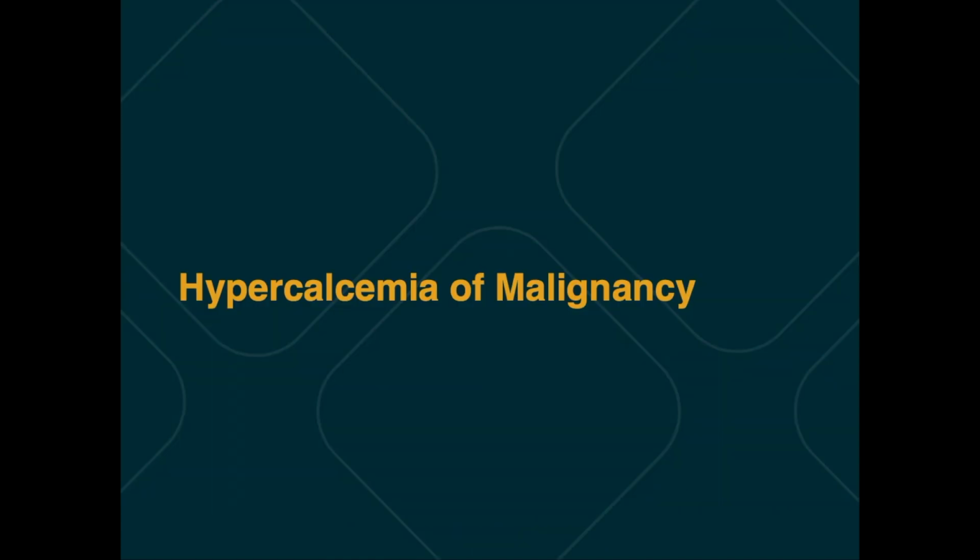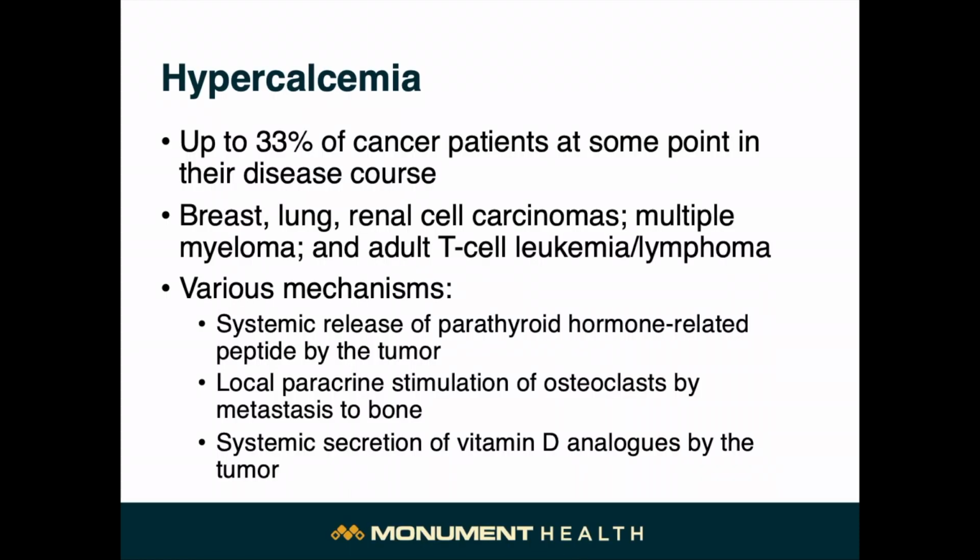Now to transition to our second topic of this presentation, I will be discussing the management of hypercalcemia associated with malignancy. Hypercalcemia is an oncologic emergency that is relatively common. Up to a third of cancer patients at some point in their disease course will experience hypercalcemia, and this can occur in a wide variety of tumor types: breast, lung, renal cell carcinomas, multiple myeloma, as well as adult T-cell leukemias and lymphomas. There are various mechanisms for how hypercalcemia can manifest.